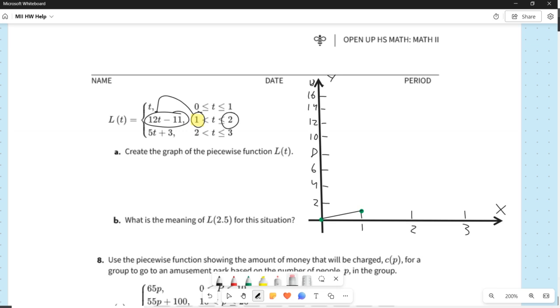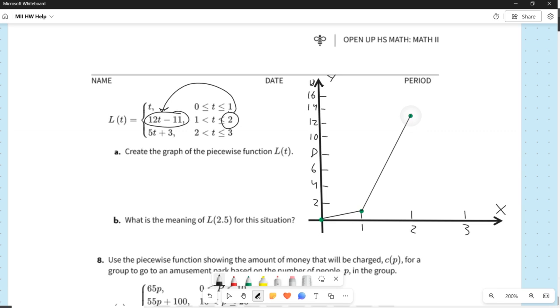If we take the other endpoint here, the 2, and plug it in, when we plug in a 2, we get 12 times 2 minus 11. So 12 times 2 is 24, and 24 minus 11 is 13. So what that tells us, getting back to the graph here, is that when t equals 2, we would expect Lexi to have traveled 13 miles. So it's all the way up there. And again, this is linear, so we would expect this to be a straight line.